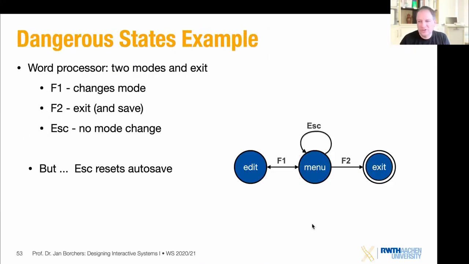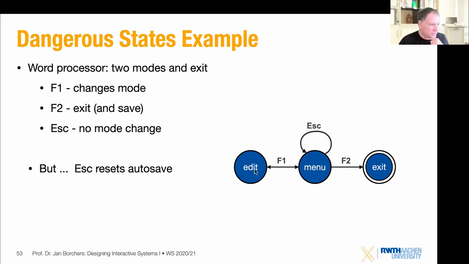Another challenge is dangerous states, as I mentioned, right? Let me give you an example. There was a word processor back in the old days that had two different modes. There was an edit mode and there was a main menu mode. This is similar to how VI works, right? We talked about VI. The F1 key used to be used in that editor to change the mode. So it toggles between the edit and the menu mode, okay? Every time you want to toggle, you hit the F1 key.